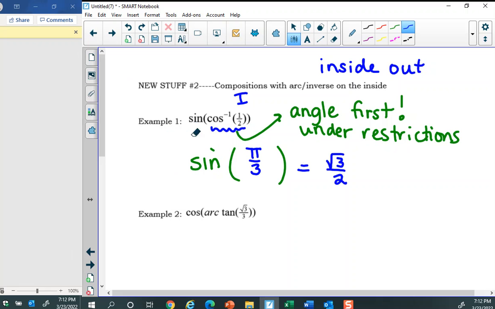Oftentimes, we can look at this and go, oh, look, it's the angle. I want to go to a certain angle that has a certain cosine, but then I want its sine. So it's not super surprising that this is a half, but then this got to root 3 over 2. It's kind of like I'm looking for the other number in their partnership.